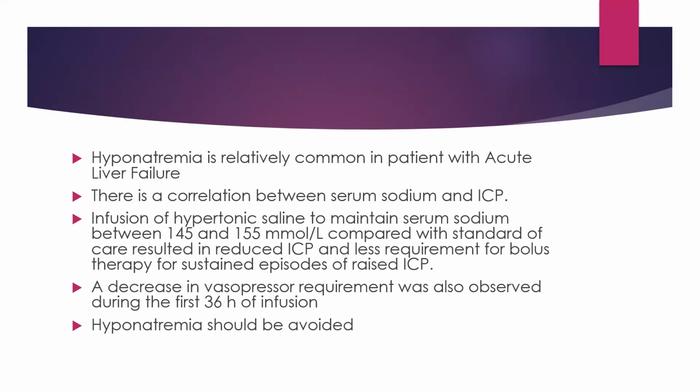Hyponatremia is relatively common in patients with acute liver failure, and there is a correlation between serum sodium and the ICP. So the infusion of hypertonic saline to maintain serum sodium between 145 to 155, compared to standard care, resulted in reduced ICP and less requirement of bolus therapy for sustained episodes of raised ICP. A decrease of vasopressor requirement was also observed during the first 36 hours of infusion. Hyponatremia should be avoided.